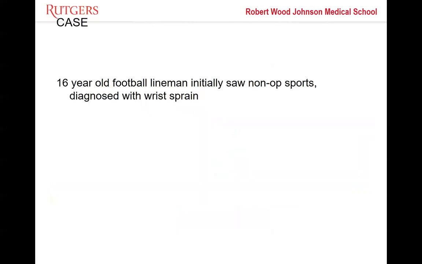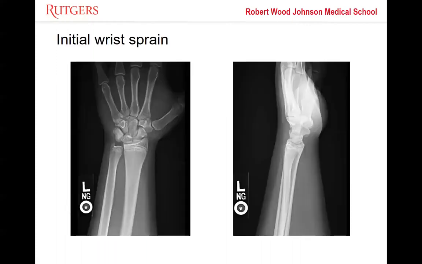So this next one is a 16-year-old lineman. He initially saw one of the non-op sports guys and had an accident playing football, and he was diagnosed with a wrist sprain. So I won't go too crazy on this one, but I didn't see anything. I went back and looked at this. I didn't see anything on the x-rays here. Obviously, you see the open physes.